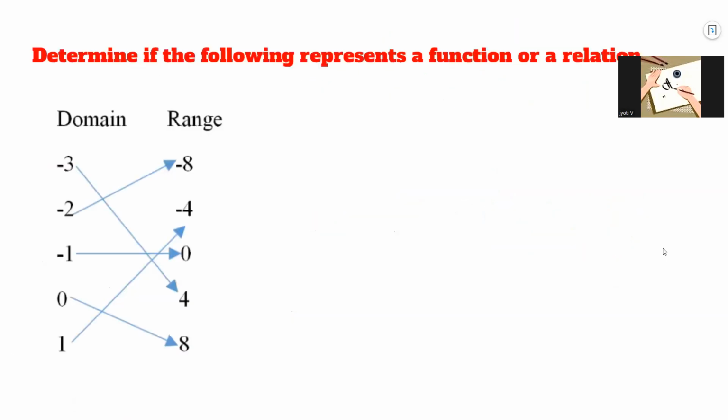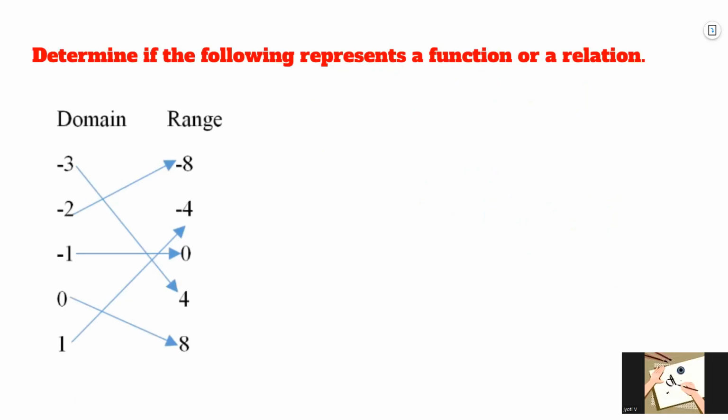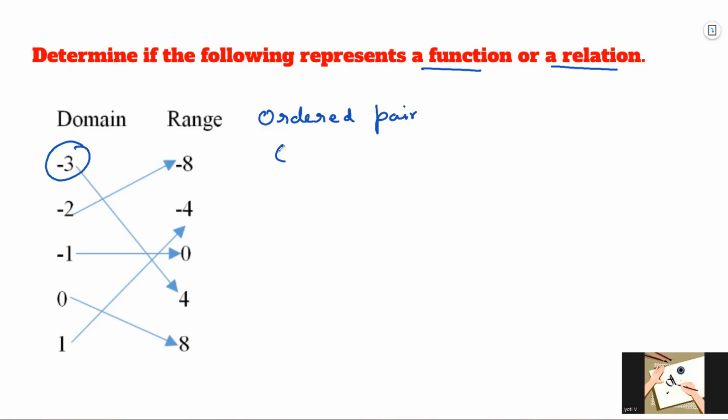Let's understand it better through this example. Determine if the following represents a function or a relation. To understand this, let's write the ordered pairs. In the domain set, -3 is paired to 4. -2 is paired to -8. -1 is paired to 0. 0 is paired to 8. Finally, 1 is paired to -4.